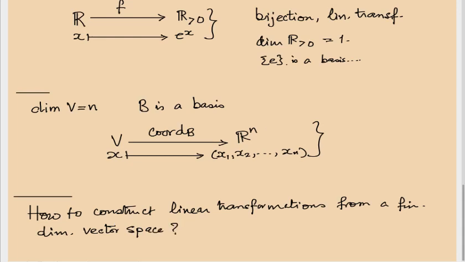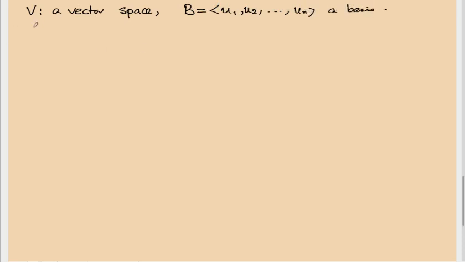I am saying it is easy, as easy as giving a function. So let's see. Suppose V is a vector space and B is a basis of finite dimension. Okay. Now I want to give a linear transformation.